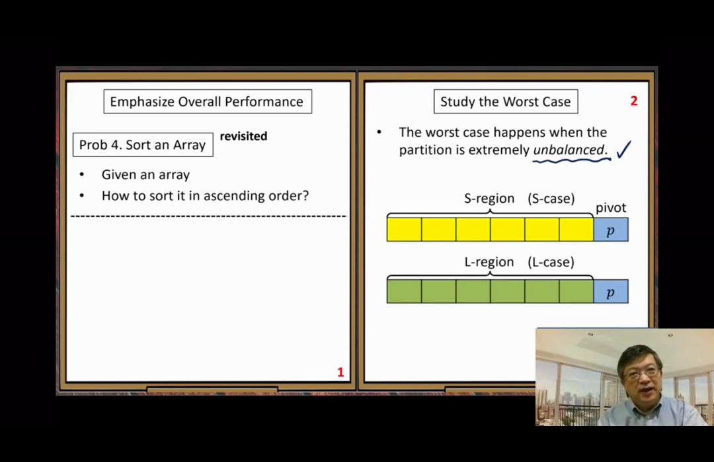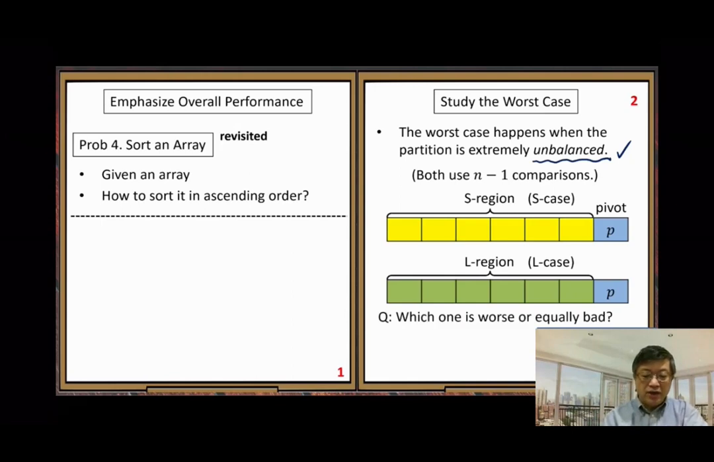All right. So you can see it's pretty simple. In these two cases, when we do the partition, we need to do n-1 comparisons. Compare with the pivot element. Both do the same n-1 comparisons. But still, these two cases have slight difference between them. So what's that? Which one is worse or equally bad?